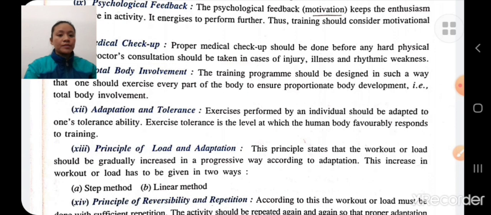Principle of reversibility and repetition. The training program should follow reversibility and repetition. We should repeat the training repeatedly.